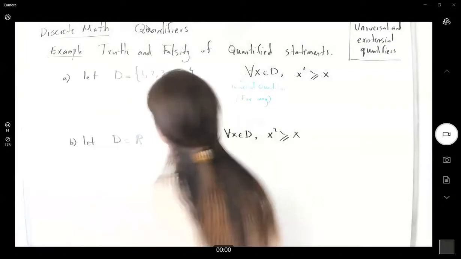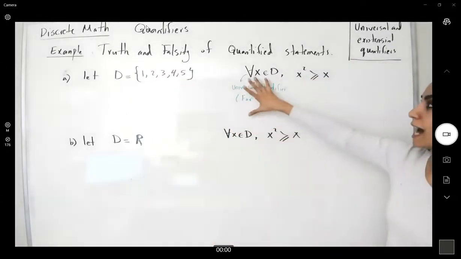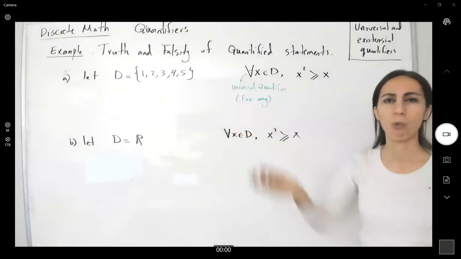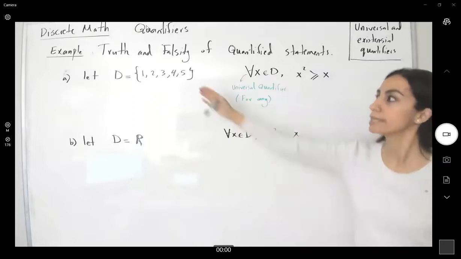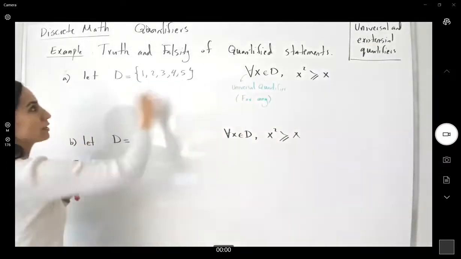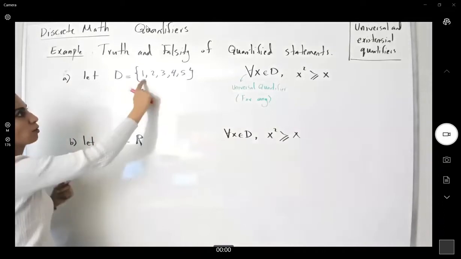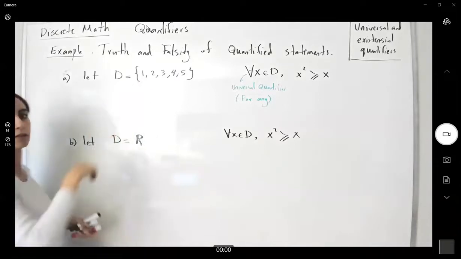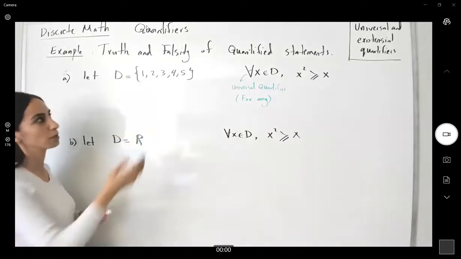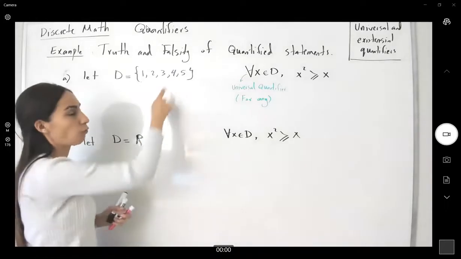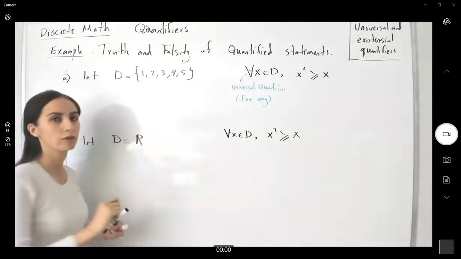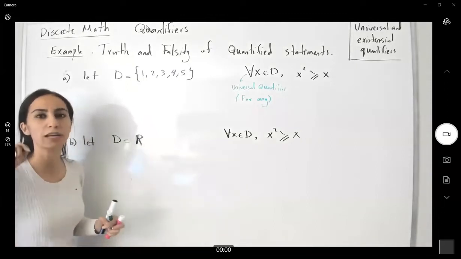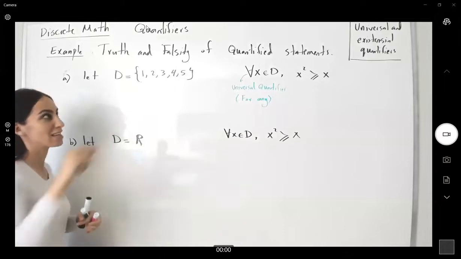Very well. So we have universal statements here. It says for any x in D, what is D? D is given to us, the domain is given to us: 1, 2, 3, 4, 5. So for any, I might select 1, you might select 2, another student might select 3, another one might select 4, the other one might select 5. So when you have a universal statement, you have to check for every element in that set.